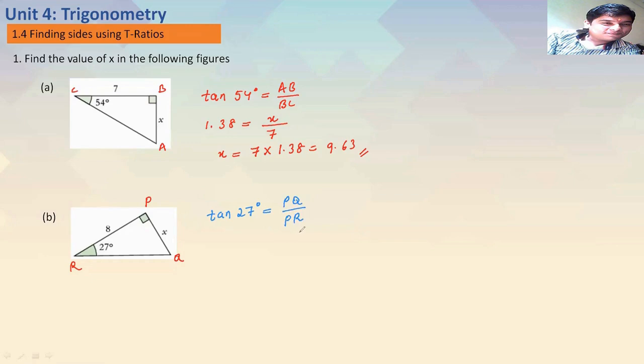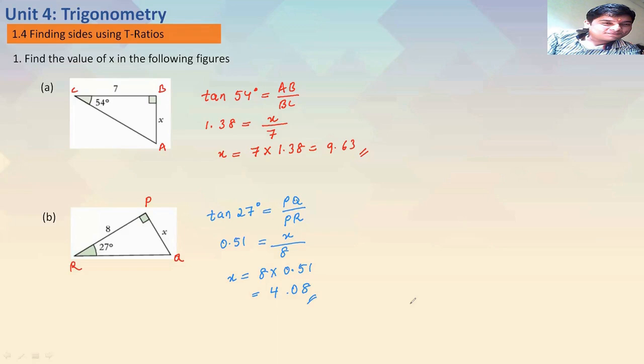What is tan 27? Tan 27 is 0.51. Okay, 0.51. PQ is given to be x divided by 8. So x is going to be 8 times 0.51 when we multiply 8 to both the sides. So this is 8 times 0.51, right? Am I correct? Yes. So 8 tan 27 is 4.08.